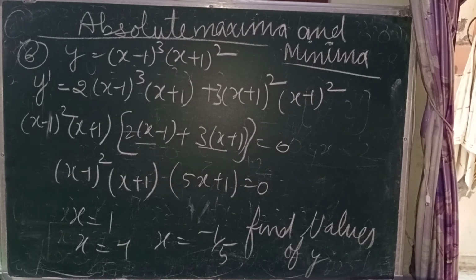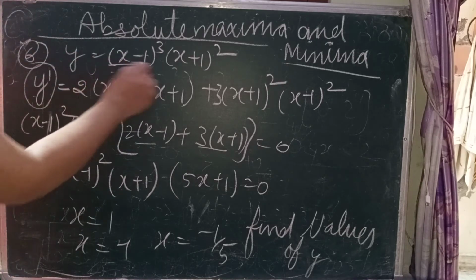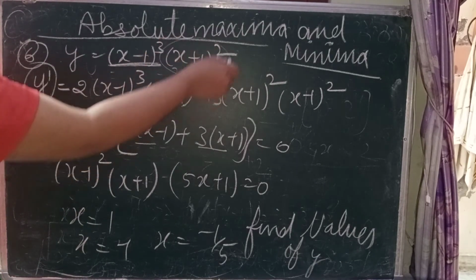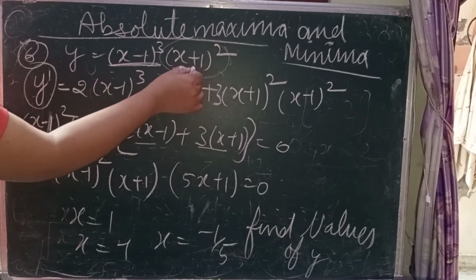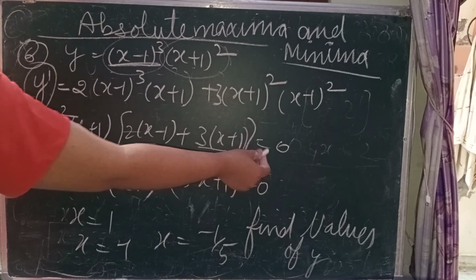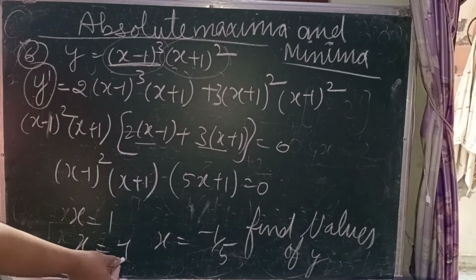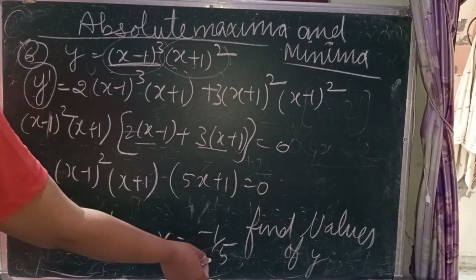Here I have done question number 6 and it was given y equal to x minus 1 whole cube into x plus 1 whole square. First of all I found the differentiation of y, or we can write y dash, that is u differentiation of v plus v differentiation of u. Then we kept it equal to 0 and after solving we get the points x equal to 1, x equal to minus 1 and x equal to minus 1 upon 5.